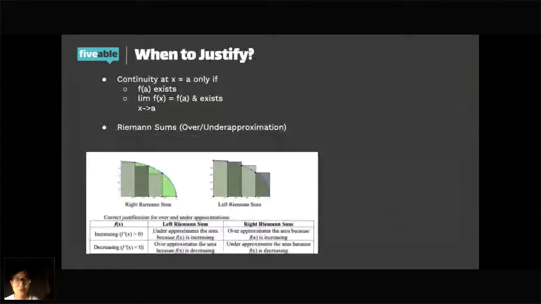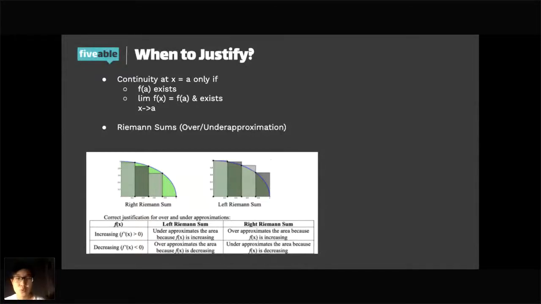Okay. So there are some other instances where you might need to justify, including continuity. Most of the time you can just assume that it's continuous through the graph. But if there isn't a graph given for some reason, the way that we can justify continuity is by saying that first of all, f of a has to exist. And second of all, the limit as x approaches a of f of x is equal to f of a, and it also exists. So that basically means that the limit exists and the actual point also exists. I don't think that's something that comes up very often. I think the last time it came up was like 2008 or 2009.